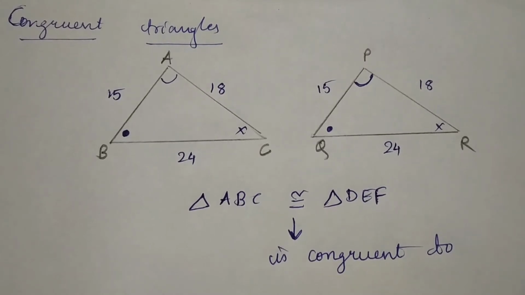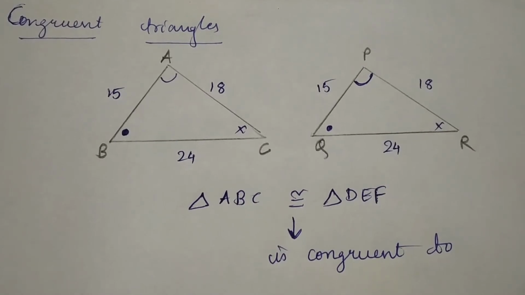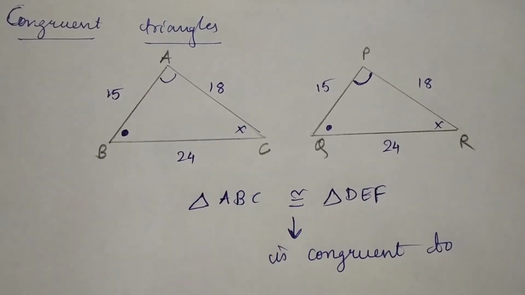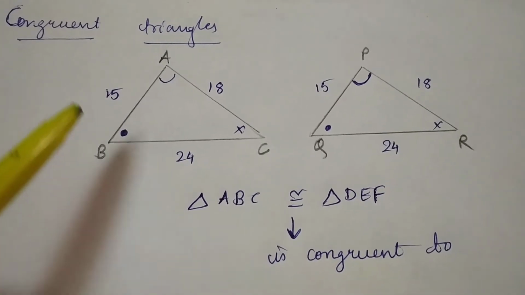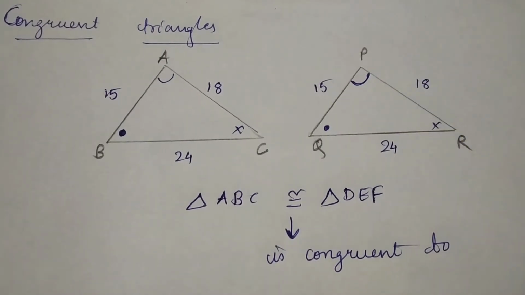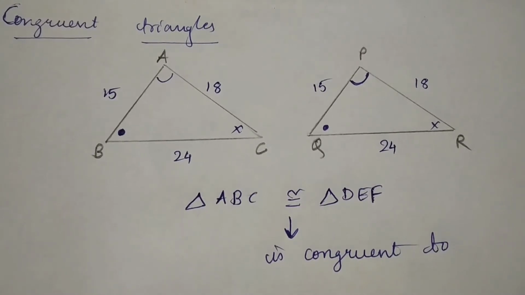First of all, we will understand what are congruent triangles. Congruent triangles are those triangles which are exactly similar or equal in size and shape. For example, you can see here, I have drawn two triangles, triangle ABC and triangle PQR. If you look at the length of their sides, AB is equal to 15, PQ is also equal to 15. BC is 24, QR is also 24, AC is 18 and PR is also 18. So the lengths of the corresponding sides are equal.